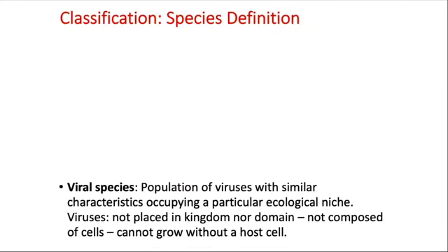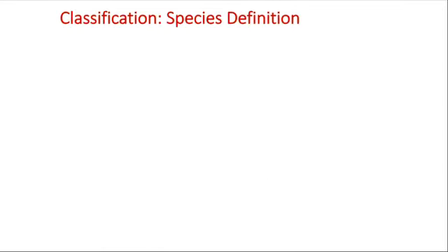Then we have viral species. Viral species refers to a population of viruses that have similar characteristics and are found in a similar ecological niche. We don't place viruses in either the domain or the kingdoms because they are not cells and they cannot grow without a host cell.